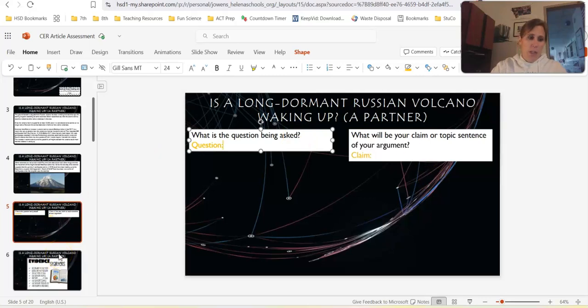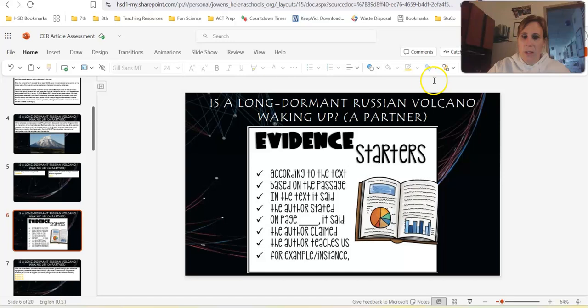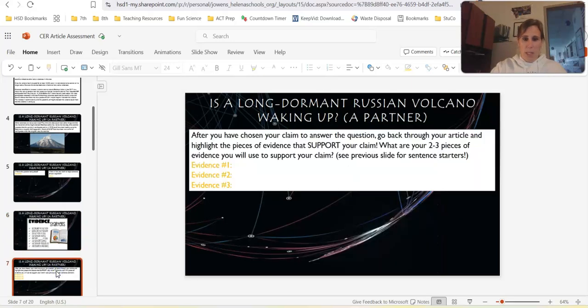Okay, then what you are going to do is take a look at your evidence sentence starters. So according to the text, based on the passage, in the text it said, the author stated on page blank. We don't really have pages for this one, but we do have slides. So you could do slide 3 or 4. It said, the author claimed, the author teaches us, or for example, or for instance. Okay, all of those are really good sentence starters for evidence. On slide 7, you have where you will include your evidence.